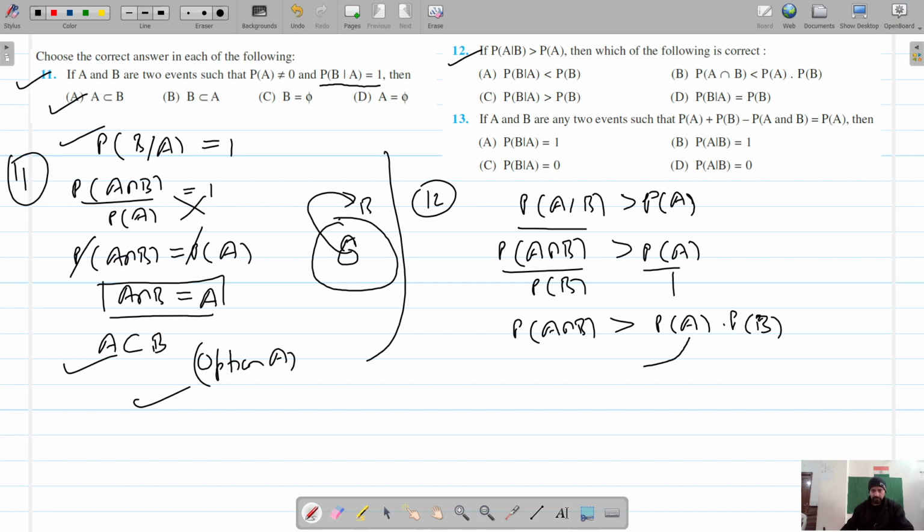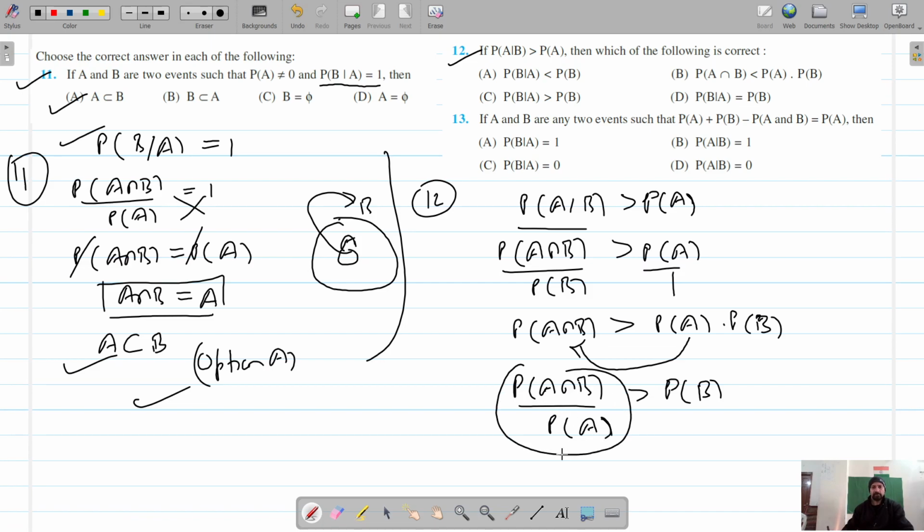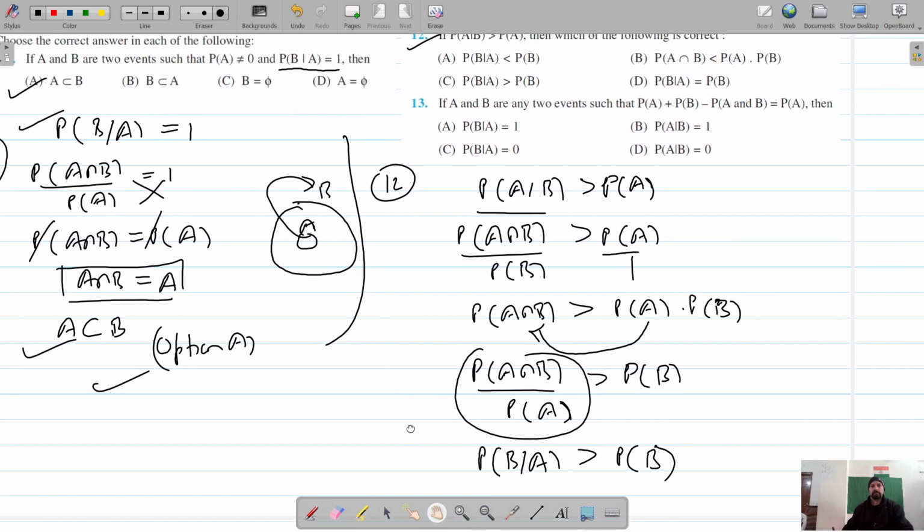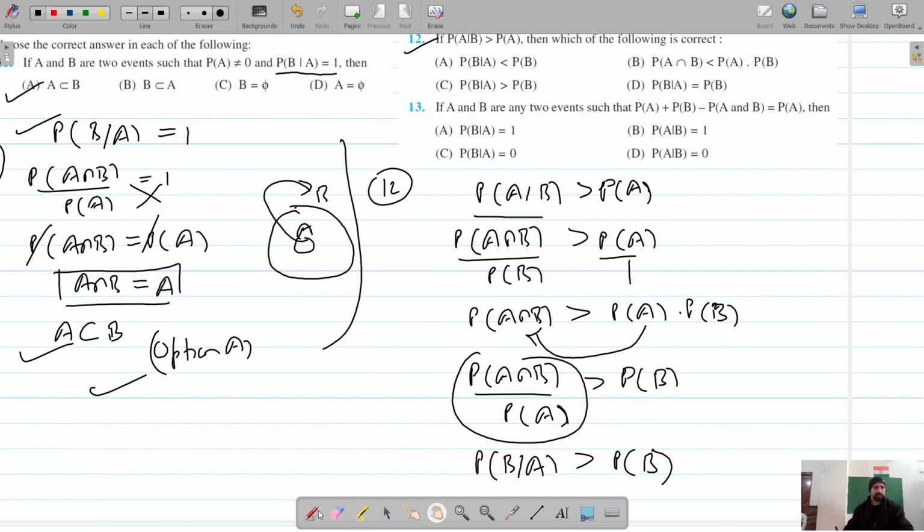But if we move this to this side, it would be the probability of A intersection B by the probability of A, which is greater than the probability of B. Now the probability of A intersection B by the probability of A is the probability of B by A. So the probability of B by A is greater than the probability of B. Sorry, it's not option A, but it's option C. That's our correct option.